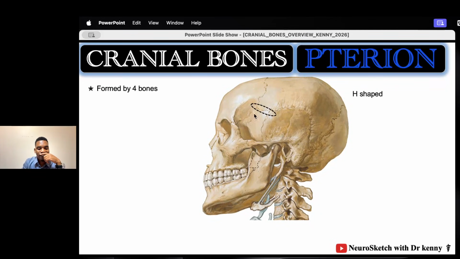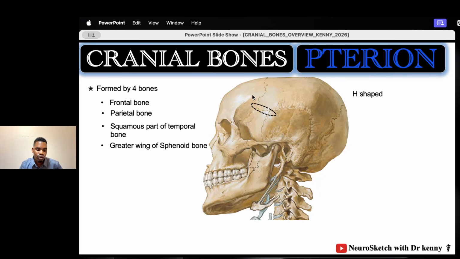Now, we have a very important region here, which is called the Pterion. Pterion is an H-shaped region of the cranium, which is formed by 4 bones, namely the frontal bone, the parietal bone, the squamous part of the temporal bone, and the greater wing of the sphenoid bone.